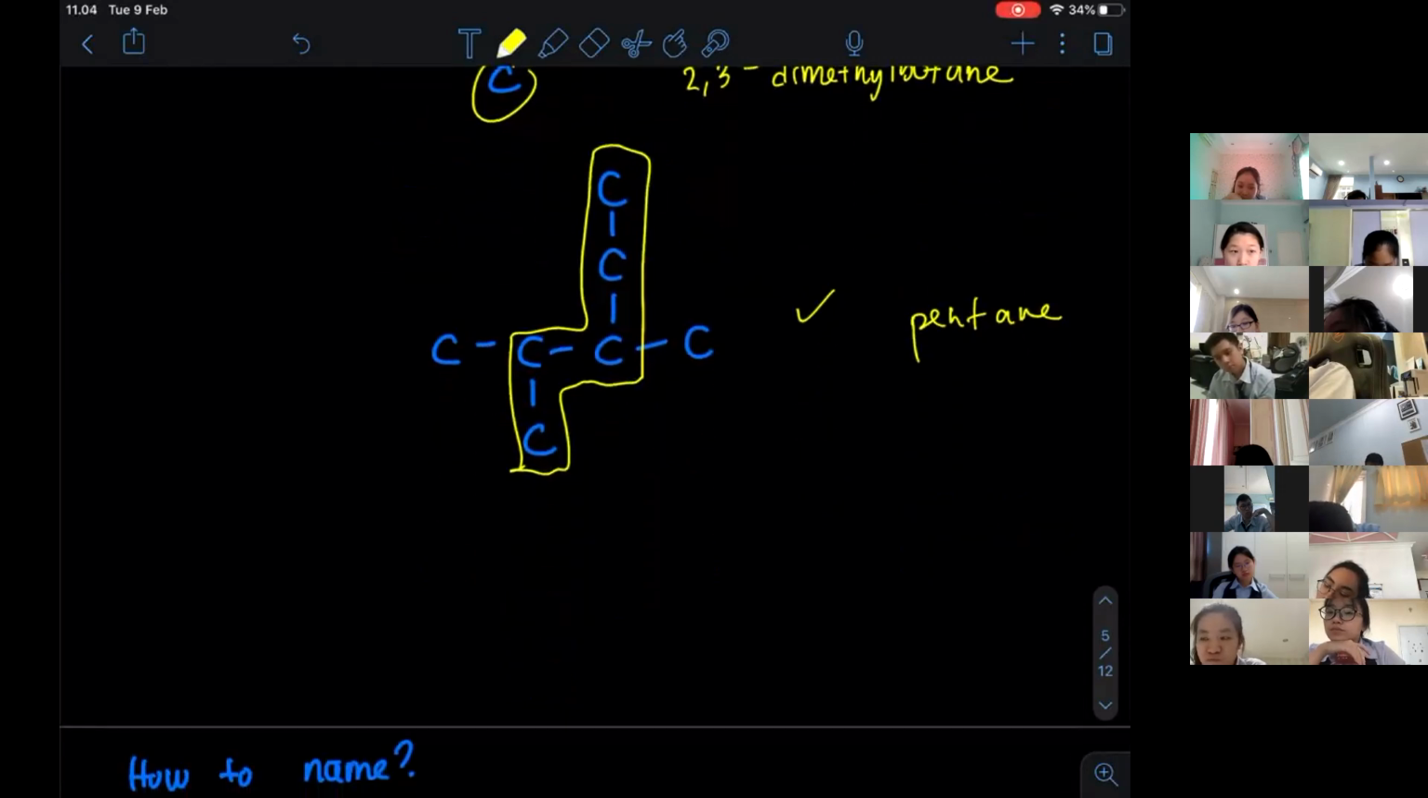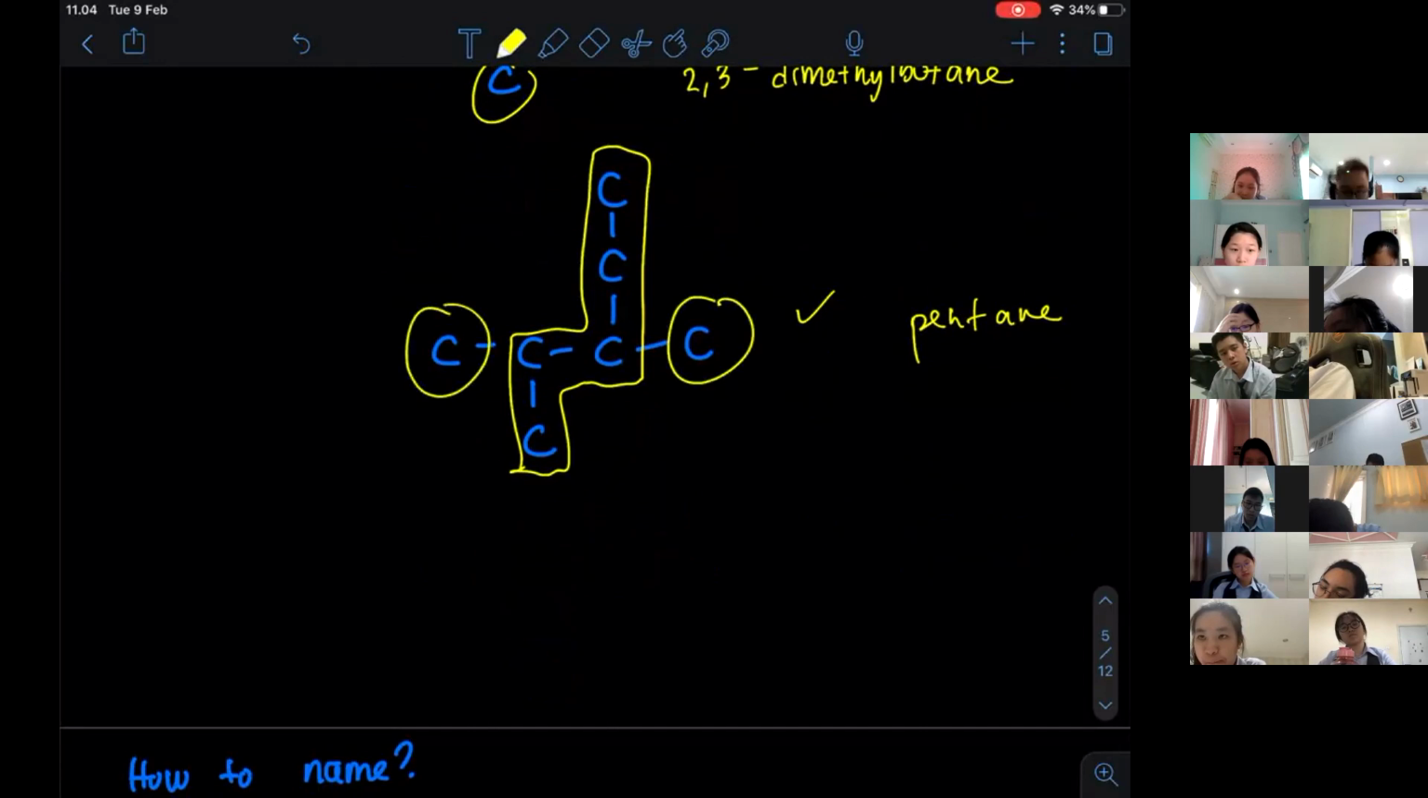You can see over here pentane. But now I have CH3 here, and I have CH3 over here. So I need to give the number for the carbon. 1, 2, 3. Why, Mr. Gopi, I cannot give the number from here? 1, 2, 3, 4, 5.